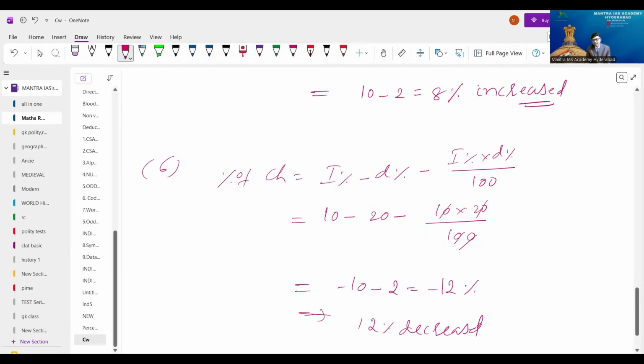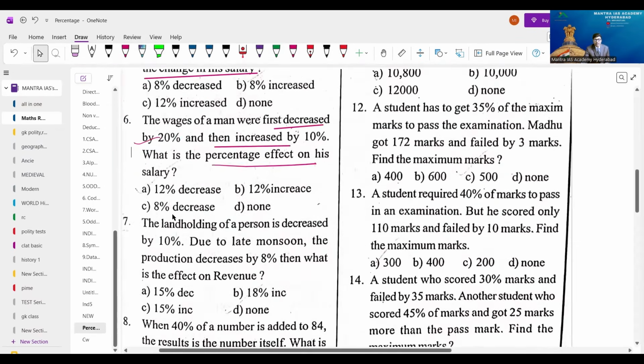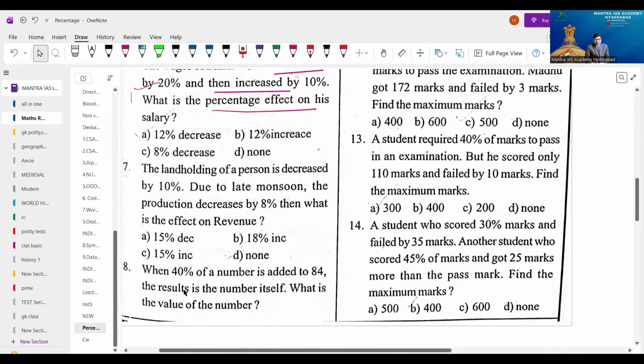The salary was decreased by how much percentage? 12 percentage we have to say. That's why the option is A, answer for the previous question. Observe that. Very important. Please write all these things, otherwise take a screenshot or something. Very important problem it is. Now this is a 12 percentage decrease, option A. Then please go to question number 7.